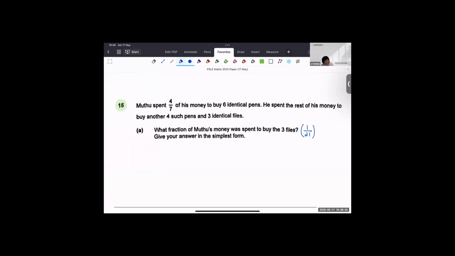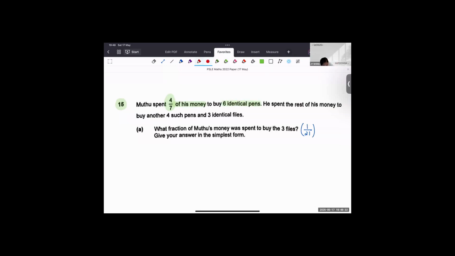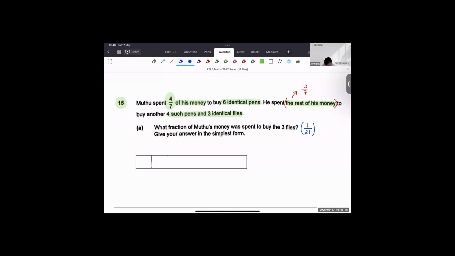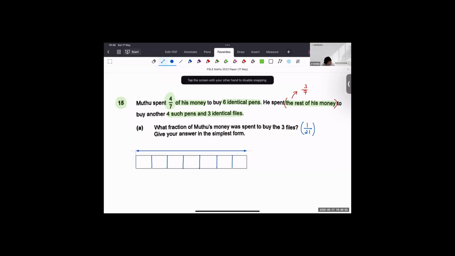So we look at the question. Muthu spent 4/7 of his money to buy 6 identical pens. He spent the rest of the money to buy 4 such pens and 3 files. So the rest of the money means it will be 3 out of 7 of his money. For this question, I will draw a model. So 1, 2, 3, 4, 5, 6, 7. This is the amount of money that Muthu has. Maybe I just label Muthu's money.